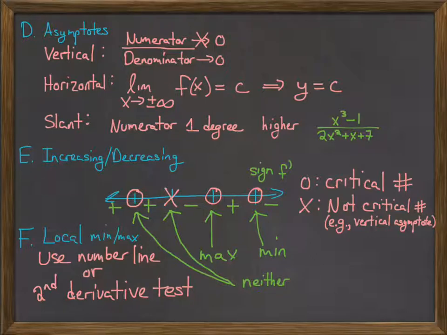Another thing you can use is the second derivative test. If the derivative of the function goes to 0 and the second derivative is positive, then that would be a local minimum, and if the second derivative is negative, that would be a local maximum.